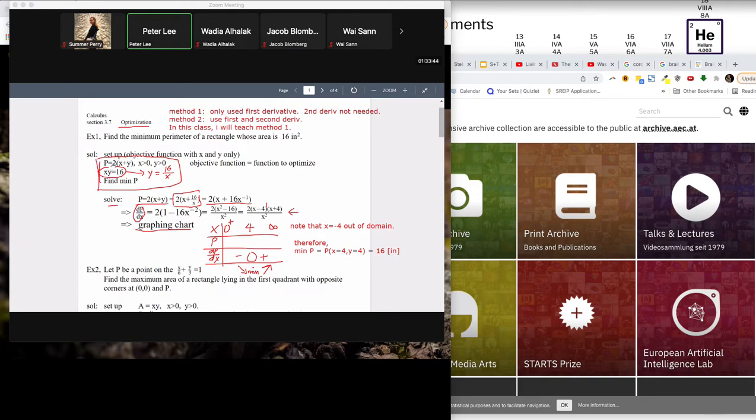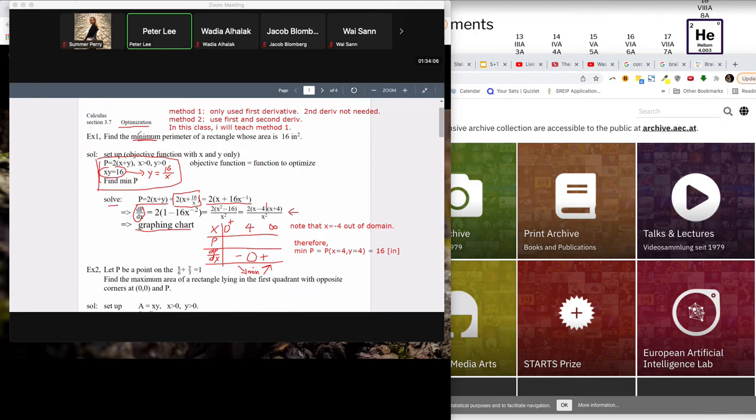In this case, the objective function is P. Why P? Because it says find the minimum perimeter. Here's the keyword: find the minimum. Minimum what? Whatever comes after the word minimum or maximum, that is the objective function, although the wording might be a little bit different.